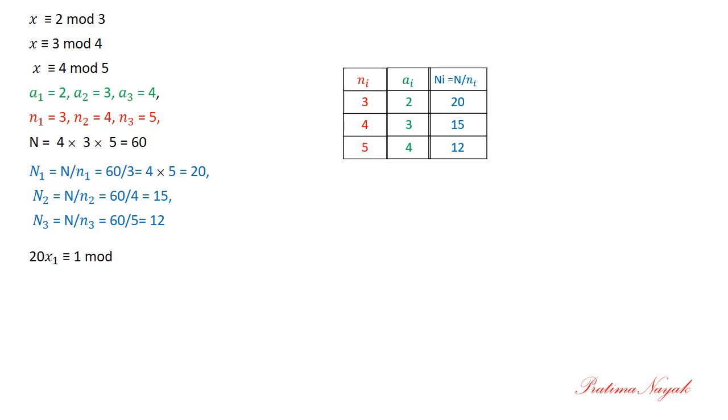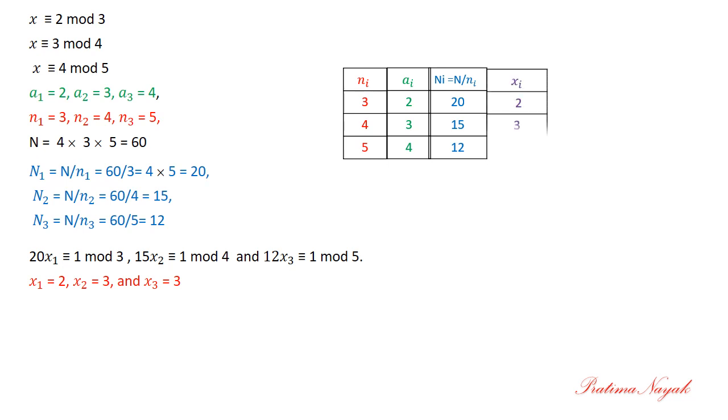Now coming to 20x1 is equal to 1 modulo 3, 15x2 is equal to 1 modulo 4, and 12x3 is equal to 1 modulo 5, and we will find the value of x1, x2, x3. So here x1 will be 2, x2 will be 3 and x3 will be again 3.